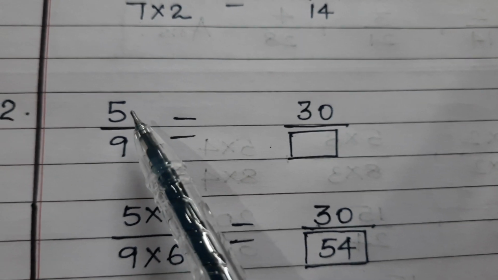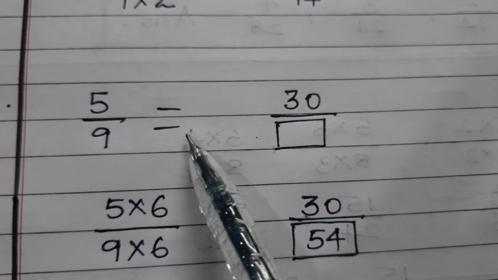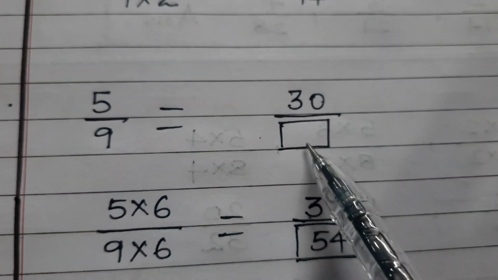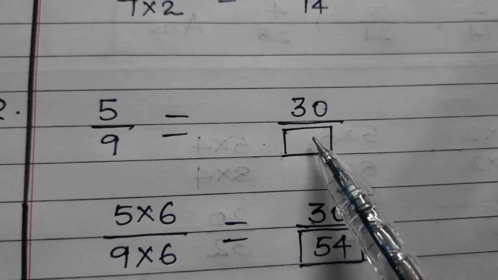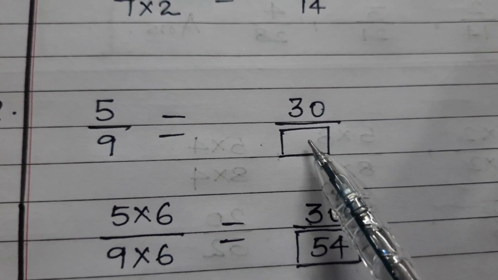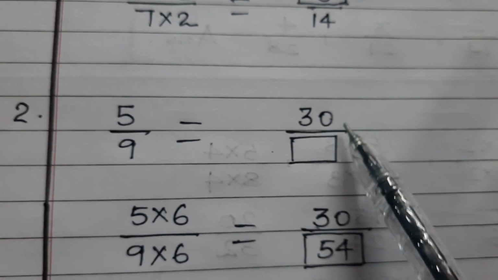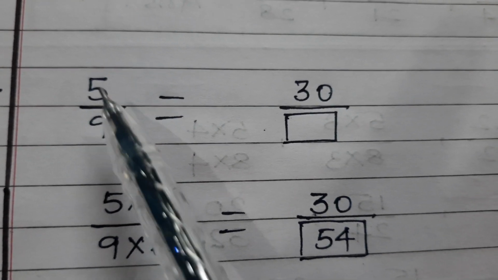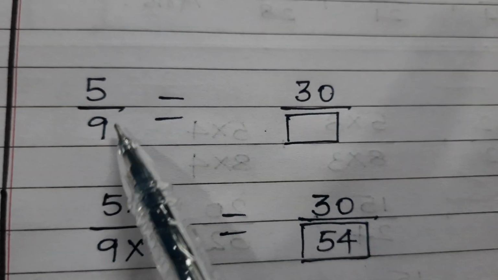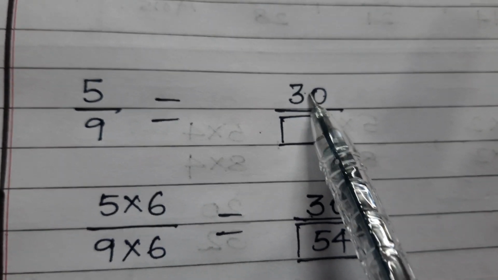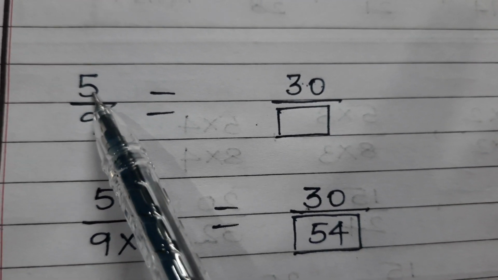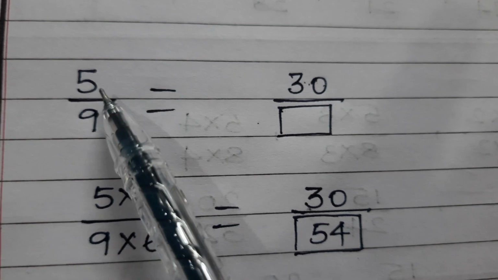Second example I have taken is 5 by 9. The equivalent fraction has numerator 30 and the denominator, in this case, is missing. Similarly, as you know, you have to multiply the numerator and the denominator by the same number. But for getting 30, by which number should we multiply this 5? Yes, your answer will be 6.